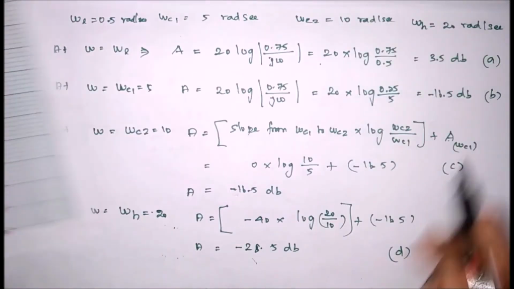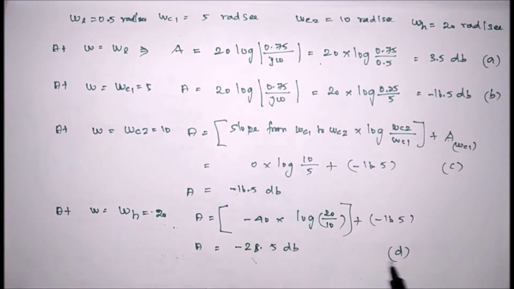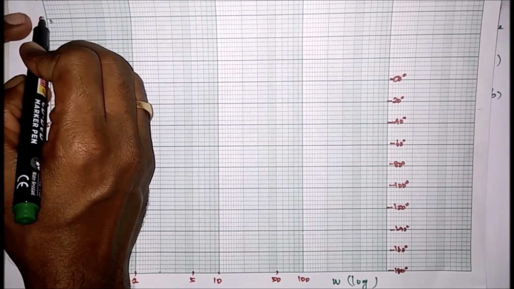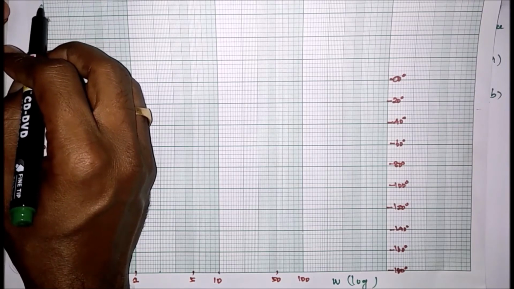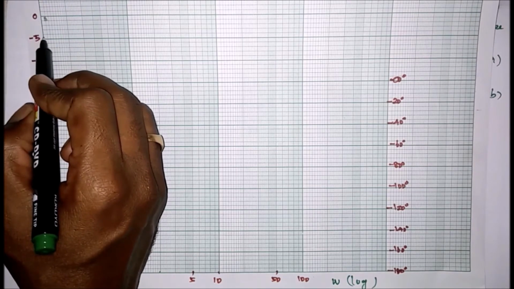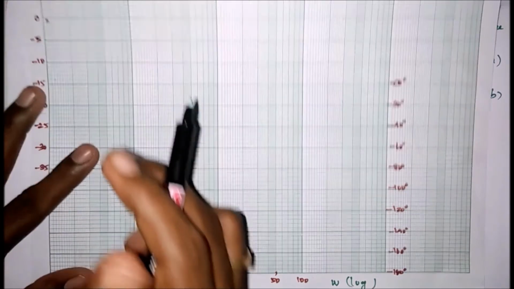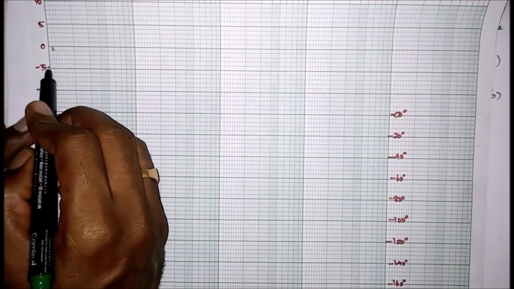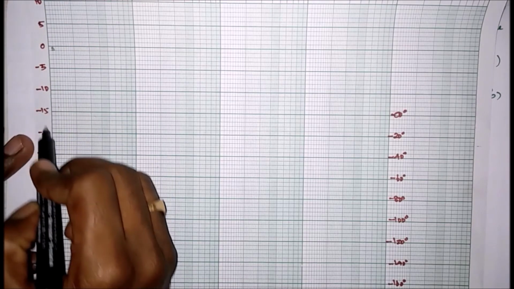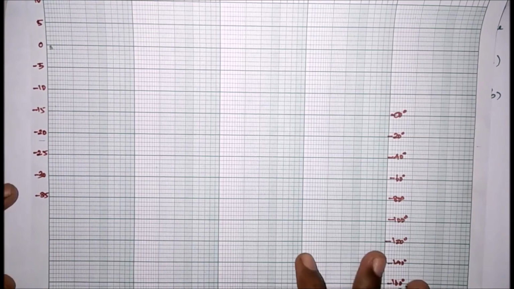So we got the magnitudes like 3.5, minus 16.5, minus 16.5, minus 28.5. Therefore, if we select this as 0, our highest value in positive is 3.5 only. So for 1 unit on the y-axis, we can select 5 decibel. Therefore, this is 0, 5, 10. On the negative side, minus 5, minus 10, minus 15, minus 20, minus 25. Likewise, it will continue.